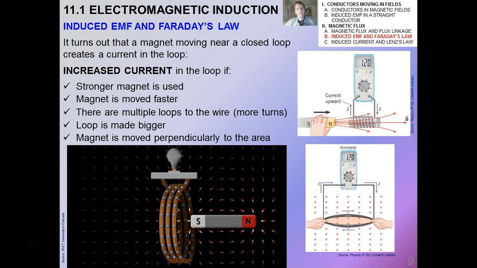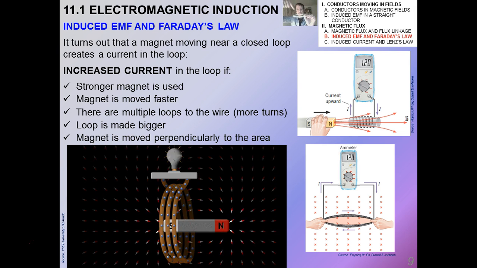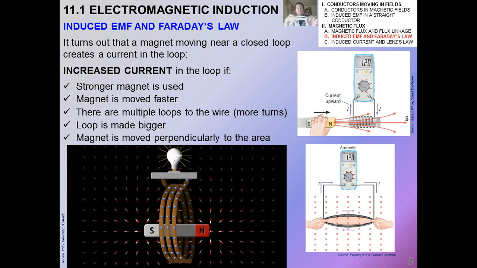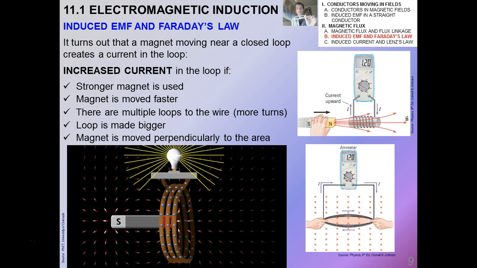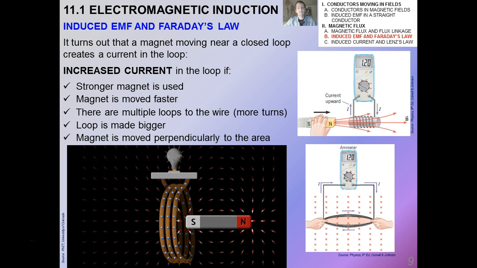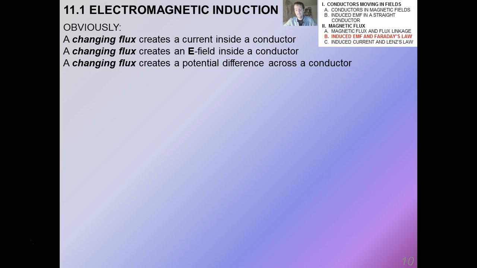The other thing that I talked about before was the orientation between the velocity and the B field. So if you're coming in with your magnet at an angle, right, you're going to get less of a flux and therefore less current than if you came in straight down at 90 degrees to the actual plane of the loop, okay?